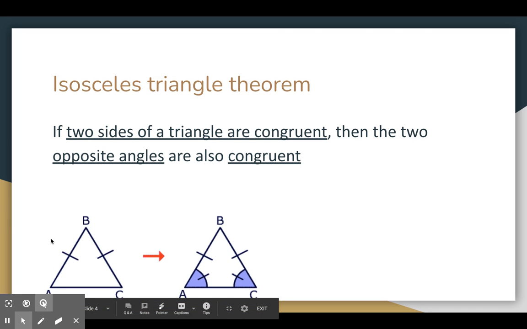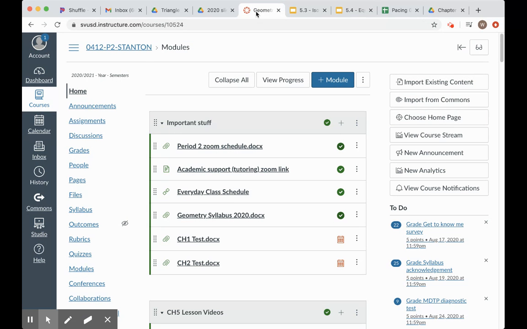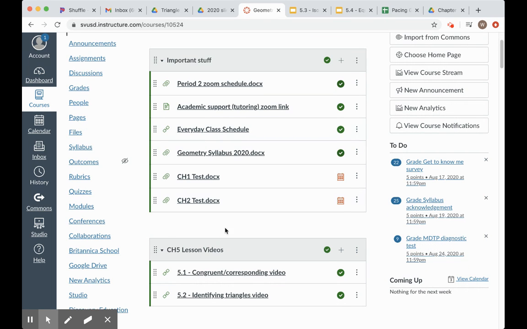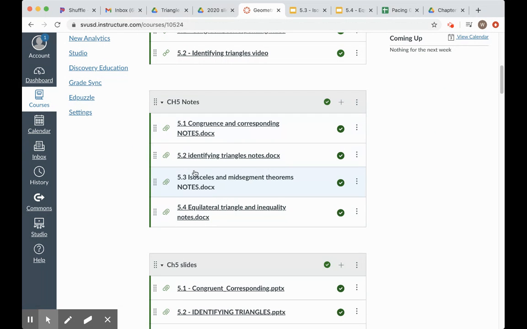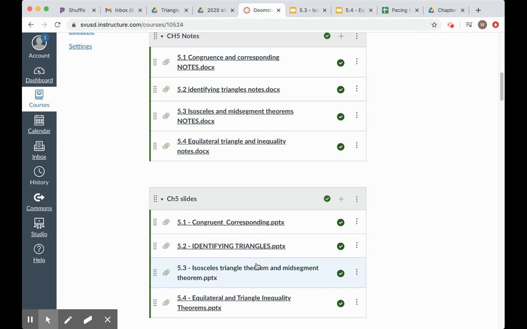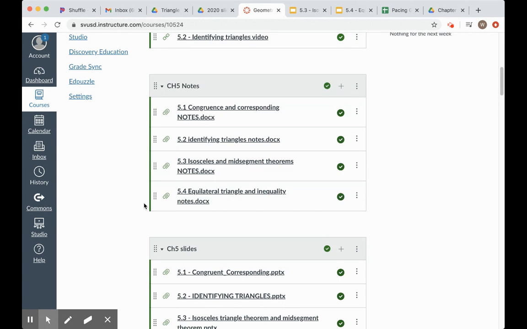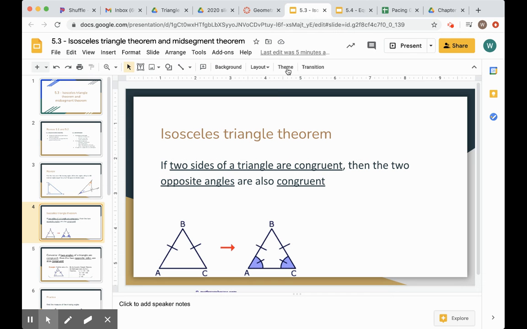Okay, the isosceles triangle theorem. Oh my goodness, I'm so sorry, I forgot to mention. Remember, if you log on to Canvas, you can find the PowerPoint slides and the notes. Here on the home page, I brought Chapter 5 back up to the top. Here are the notes for 5.3. Here are the lesson slides that we're talking about for 5.3. They're on your home page. You can pull those up and work on these while you're listening to these videos.